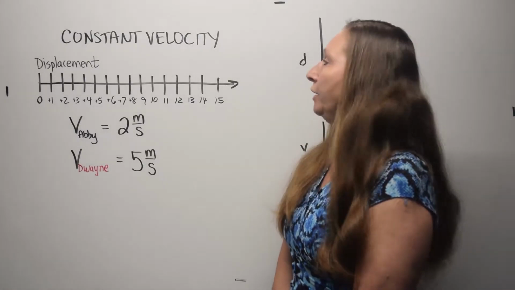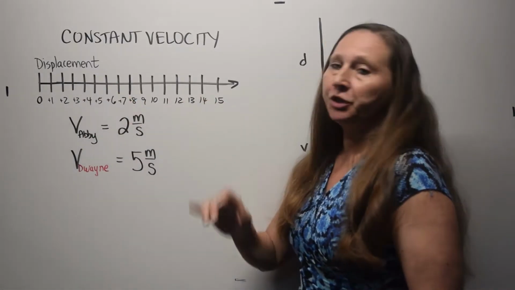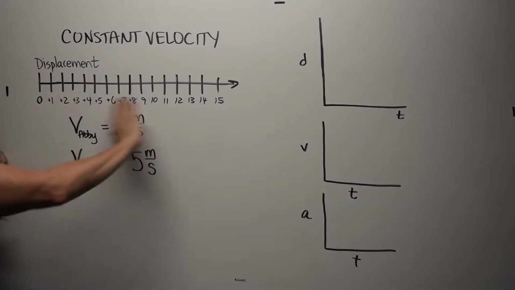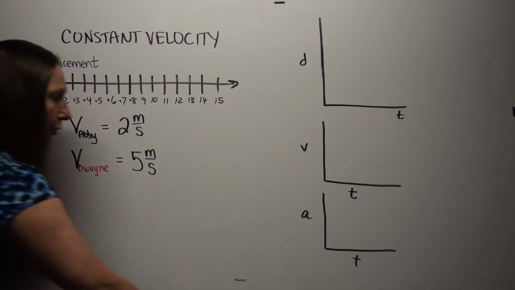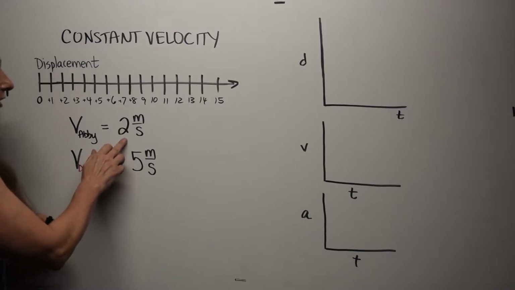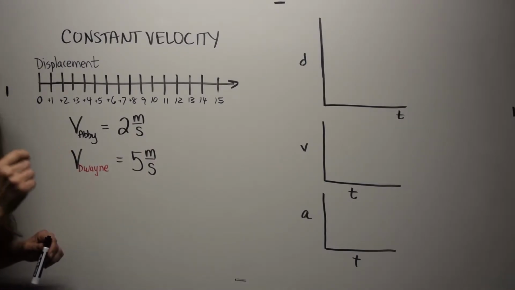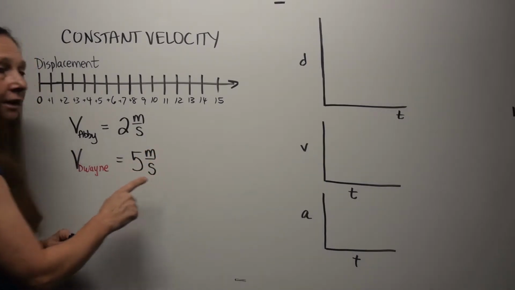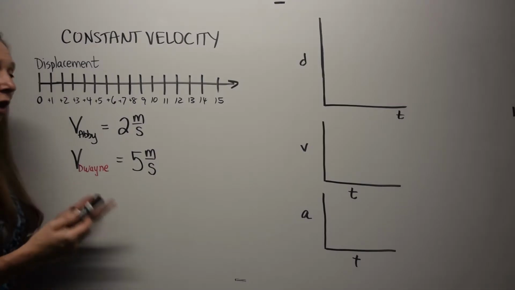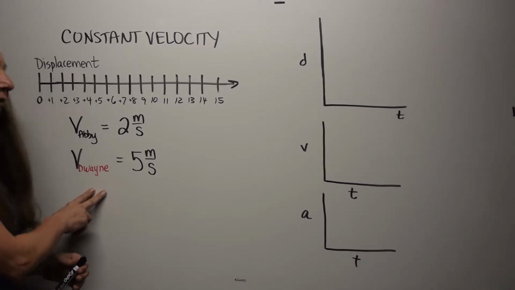Now let's explain why graphs of constant velocity look the way they do. Here again we have a displacement number line. This time we skipped the negatives. We're just starting at 0 and it's all positive to the right. Now we're going to have two people moving at a constant velocity. Abby is going to move at a constant velocity of 2 meters per second. And Dwayne is going to move at a constant velocity of 5 meters per second. So Abby is walking slowly, and Dwayne, let's just say he's running at a constant pace, faster. Maybe he's training for a marathon.